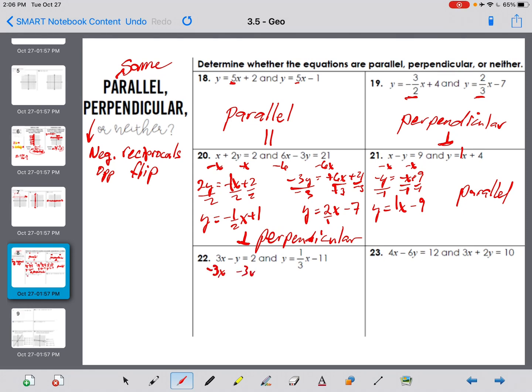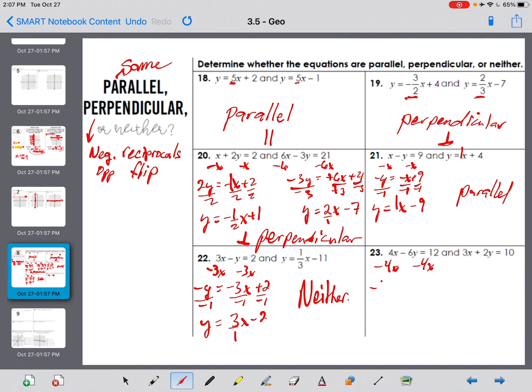22, we've already got one of them. We just need the other one, so let's move that 3x. Negative y equals negative 3x plus 2. Divide by negative 1, everybody. Y equals 3x minus 2. Now, if we put that as a fraction, okay, flip it over. They are a flip over, but they're not different signs. One's not positive, one's not negative. So this is a neither.